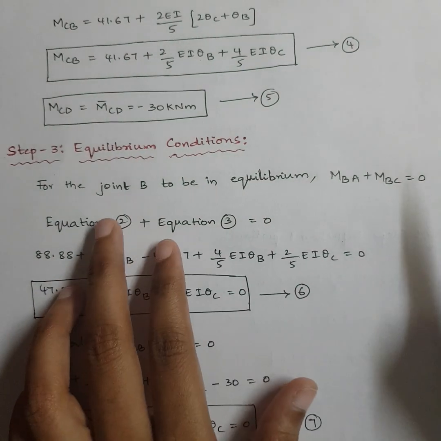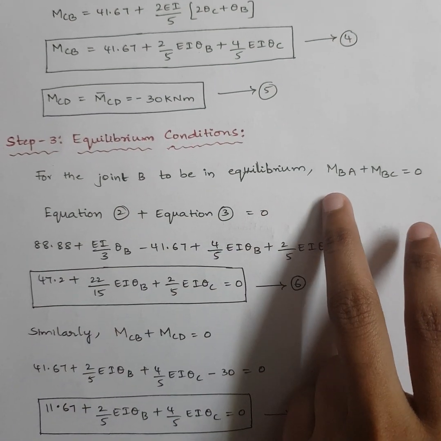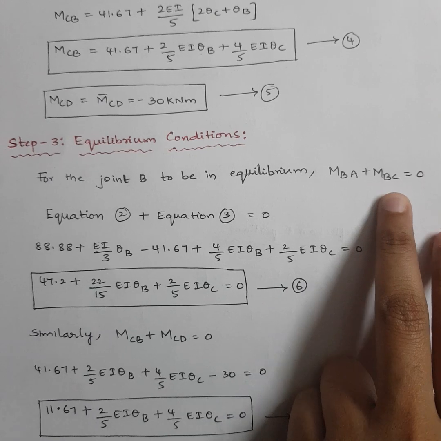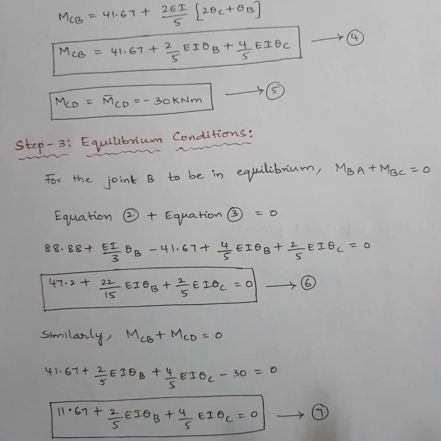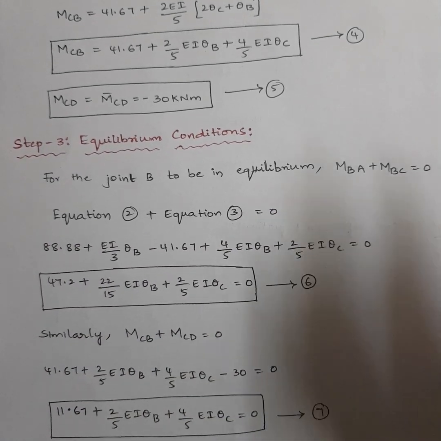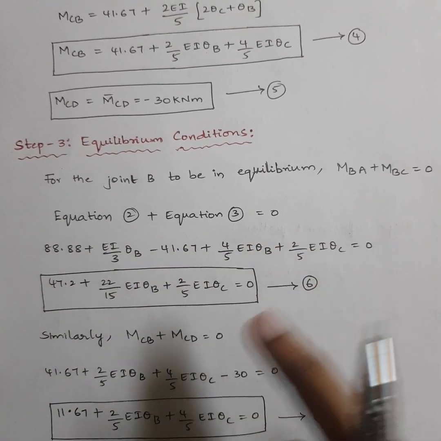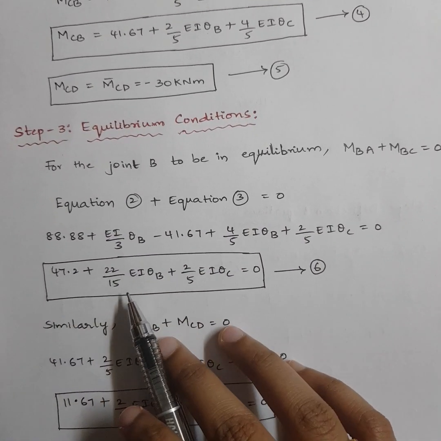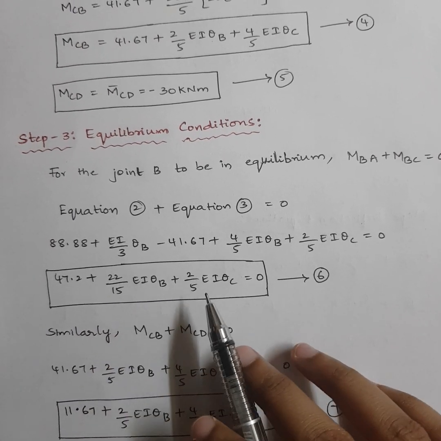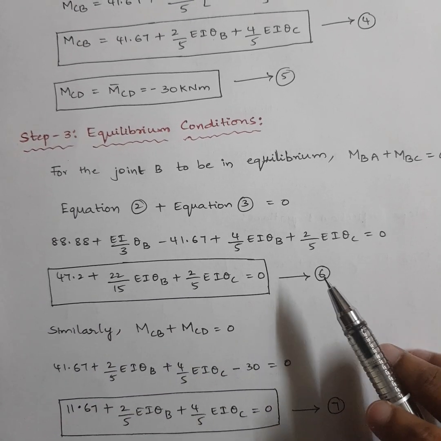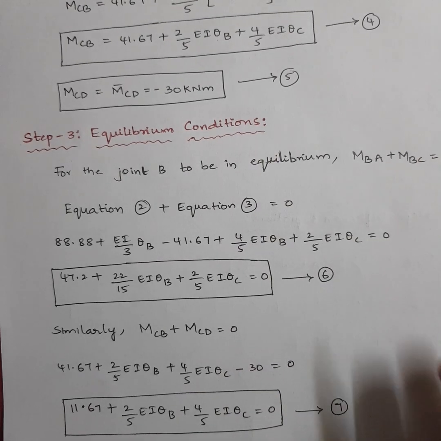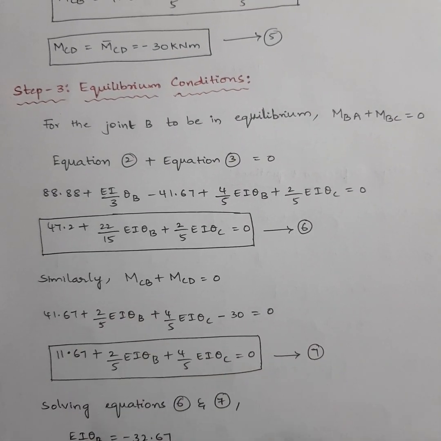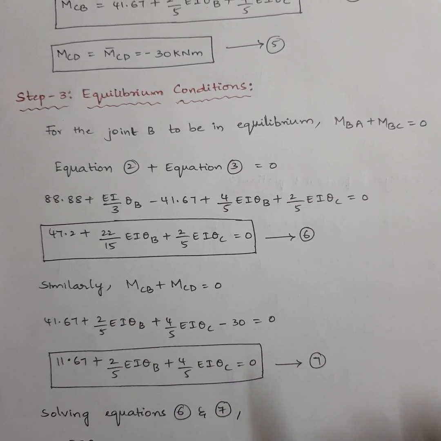See, for the joint B to be in equilibrium, MBA plus MBC equal to 0. So MBA I gave with equation number 2 and MBC I represented with equation number 3. Just add both the equations and simplify. You'll be left with 47.2 plus 22 by 15 EI theta B plus 2 by 5 EI theta C equal to 0. Take it as equation number 6. Let's continue the numbering.